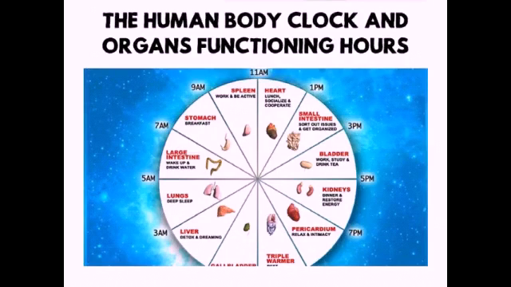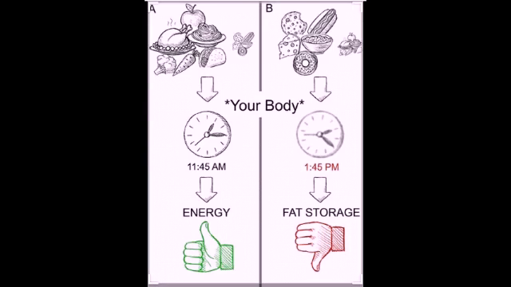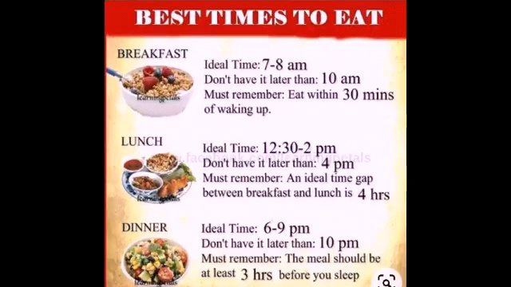Do you know, children, our human body clock and organ functioning, each of our organs has different timings and works in a different way. When you are having food at the wrong timings, it is converted into fat. Here in this chart, we will find out the best times to eat, that is the breakfast, lunch and dinner, the ideal timings. The ideal time for breakfast is 7 o'clock to 8 o'clock. And you should know that after 10 o'clock you are not supposed to have a breakfast. Okay, there should be enough interval.